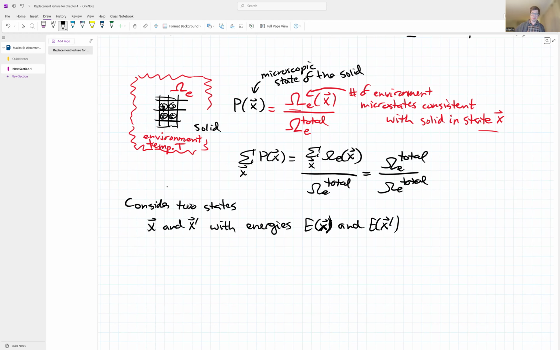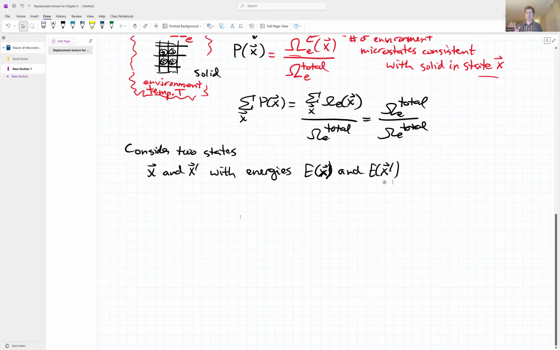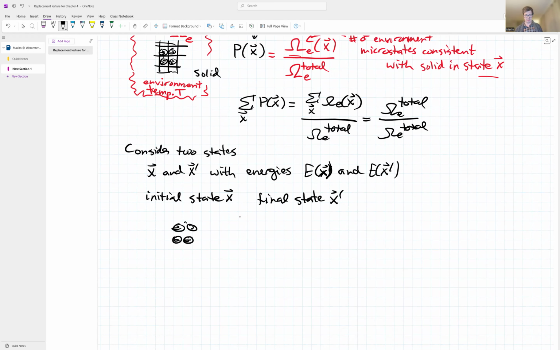So now, what do we have? How do we get from, say, state X to state X prime? If our initial state is X and our final state is X prime, say that's like four occupied locations or something like that for our solid, just as an example, and then the final state is maybe where one of the atoms is vacant. It's like missing.